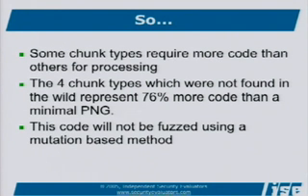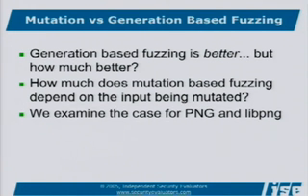The 4 chunk types that never showed up actually require 76% more code than an average file. So that's 76% more code than a minimal PNG that you'll never reach with dumb fuzzing. Okay. So I guess the point of that was it's important which file you start with.